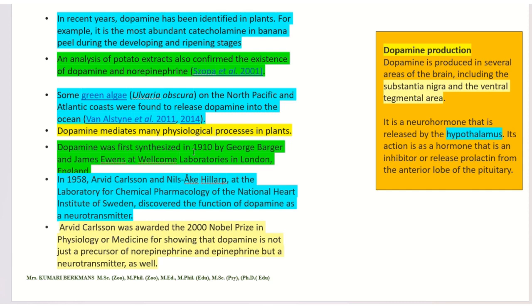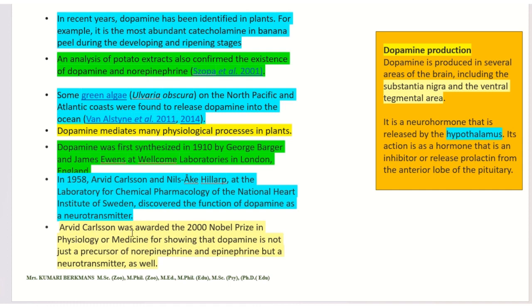Dopamine was first synthesized in 1910 by George Barger and James Ewens at Wellcome Laboratories in London, England. In 1958, Arvid Carlsson and Nils-Åke Hillarp at the Laboratory for Chemical Pharmacology of the National Heart Institute of Sweden discovered the function of dopamine as a neurotransmitter.